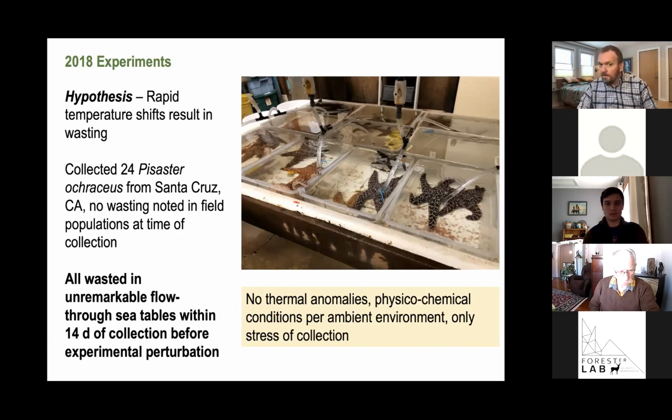And after 14 days of being in that common garden in flow-through sea tables, you can see one here, they died. They developed wasting disease, and they all died within the space of about 4 days. All right. There were no thermal anomalies. There were no physical chemical conditions that were different from the environment. There weren't any stressors that we could identify, but they all died of this wasting disease anyway. And so this kind of set us back to square one.